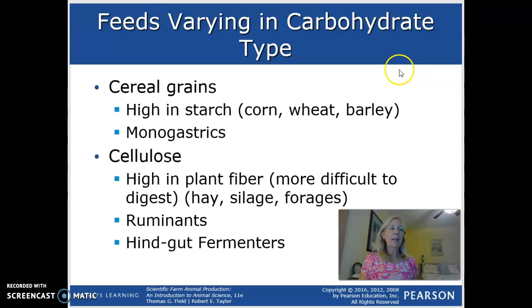So feeds vary in carbohydrate type. Cereal grains like corn, wheat, barley, they're high in starch. Those are very digestible, and those are the feeds we're going to feed to our monogastrics, which are our single-chambered stomach animals like chickens and pigs. The complex carbohydrate of cellulose is very high in fiber, and really ruminants and the hindgut fermenters, which are horses, rabbits, and guinea pigs, can consume this.